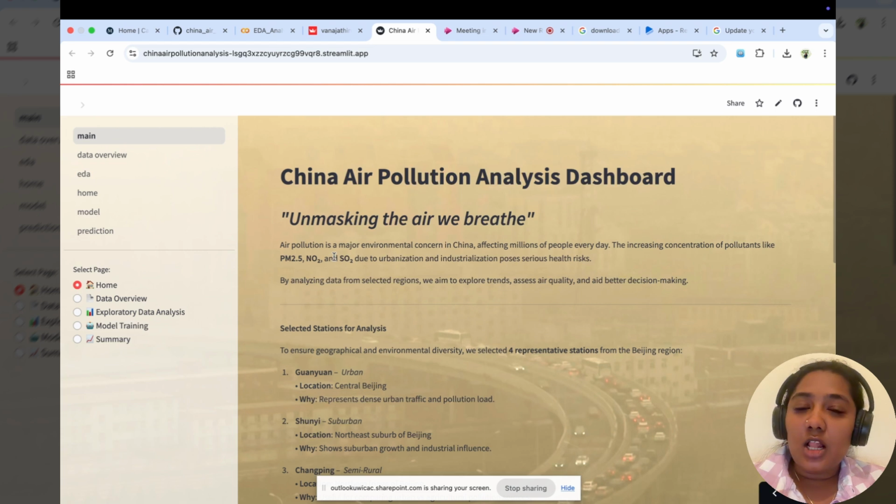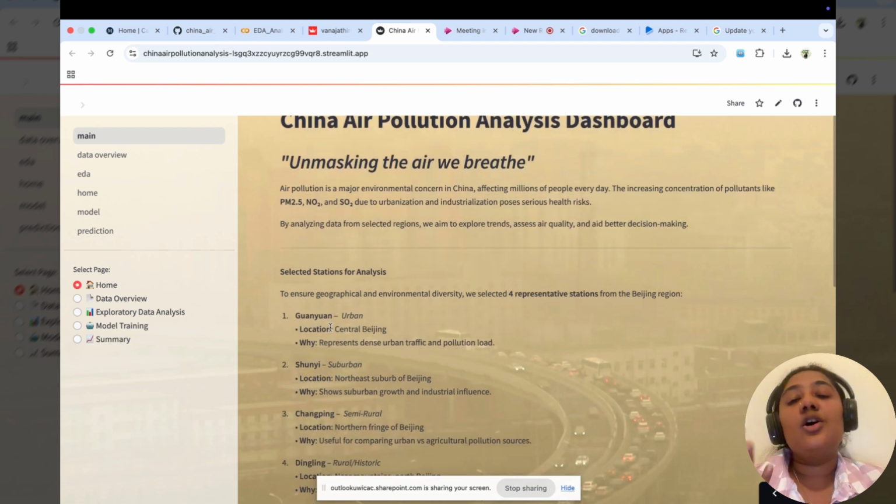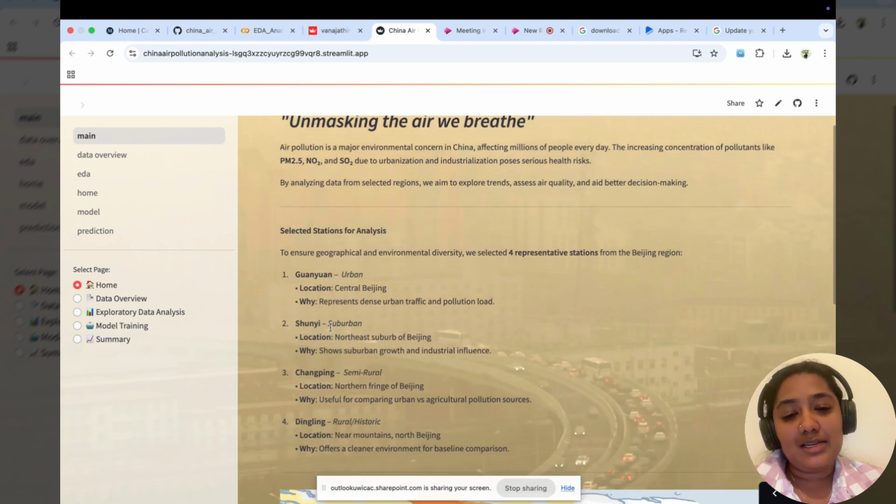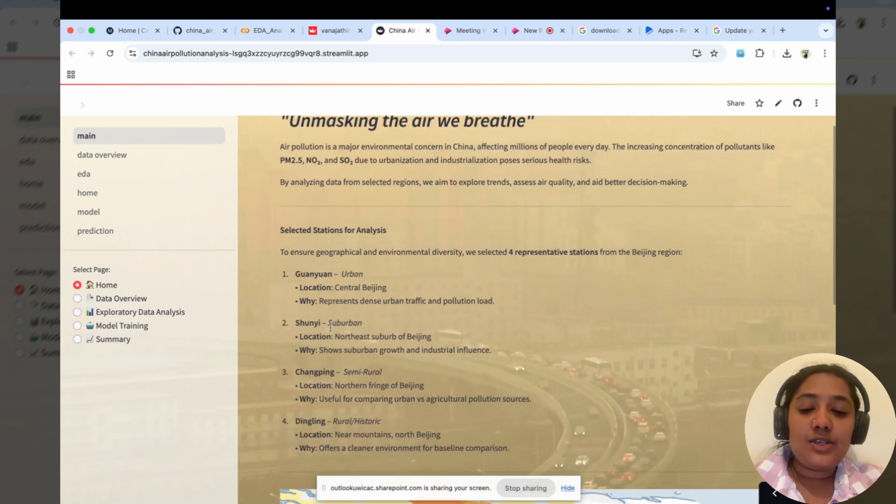So we have 12 datasets, and within that, I have chosen four stations for the analysis in the Beijing region. For example, the first one is Guanyuan. It's an urban area located in central Beijing. Why did I choose this? It represents dense urban traffic and pollution load.